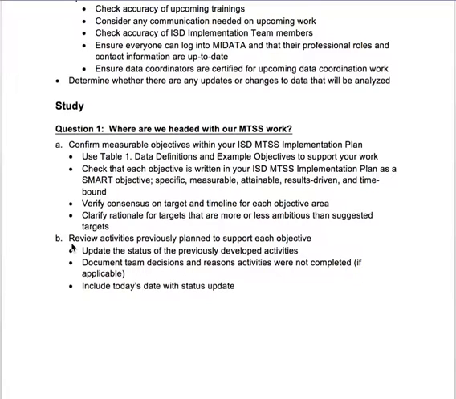And then go back and review any activities that were previously planned. Update the status of those activities. Make sure that we document any team decisions about reasons why activities were not completed. And then include today's date with that status update. So they should be going through their plan. Their ISD MTSS implementation plan should have space right in it to update their activities on a regular basis.